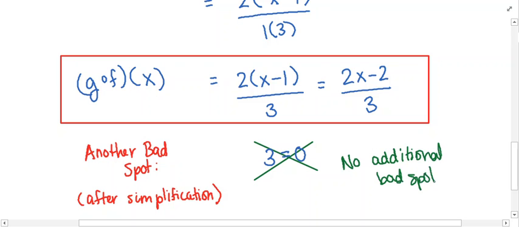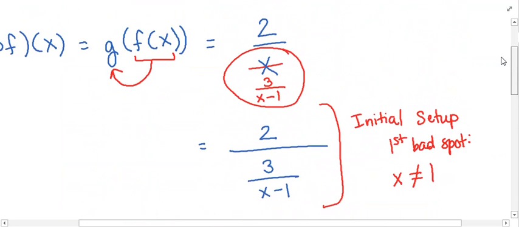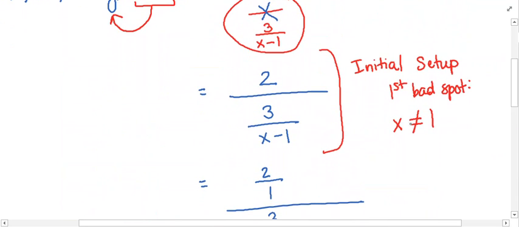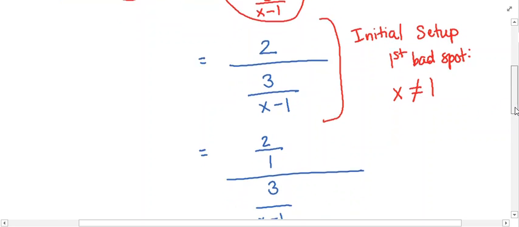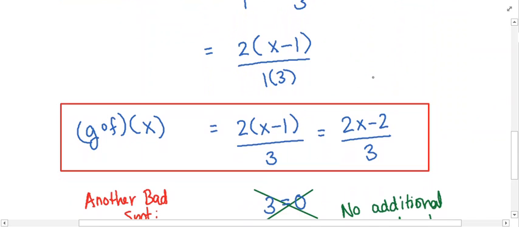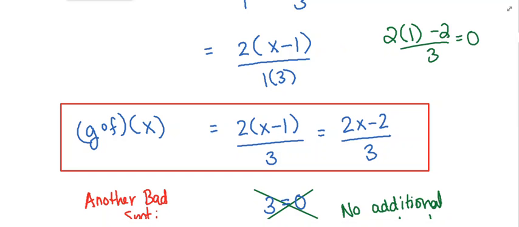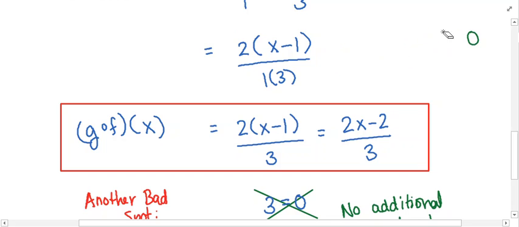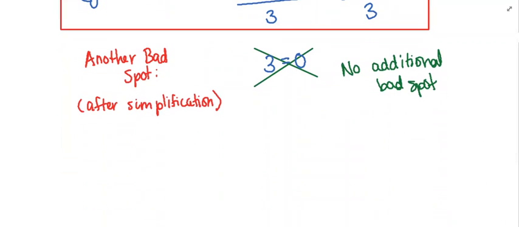So the only bad spot here is going to be 1. We learned at initial setup that you couldn't plug in 1 to the function. Again, if you look at the simplified version, it totally looks like you can plug in 1. I can do 2 times 1 minus 2 over 3 and get 0. But you know, plugging in 1 is not allowed. We know that from initial setup. So I'll go ahead and write down the domain here.